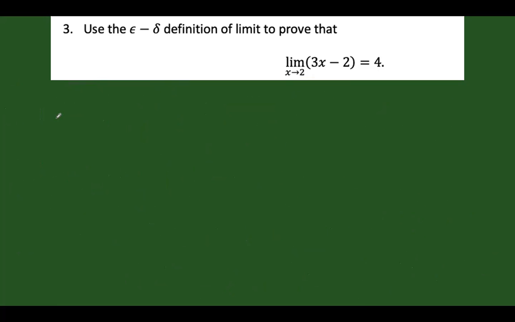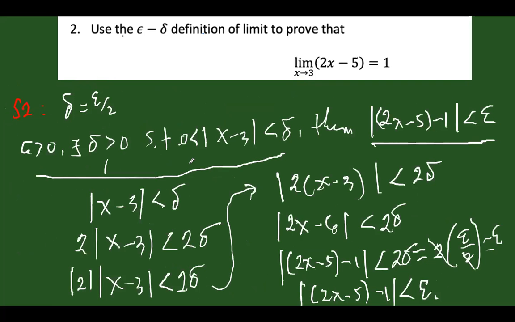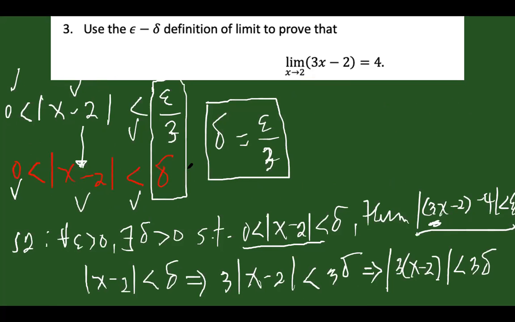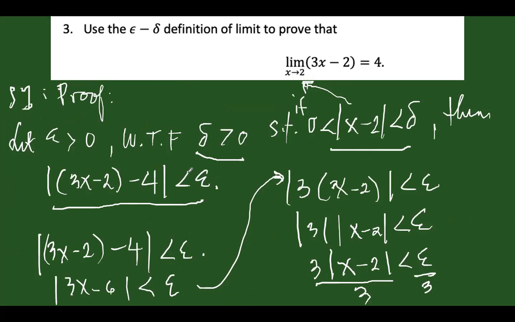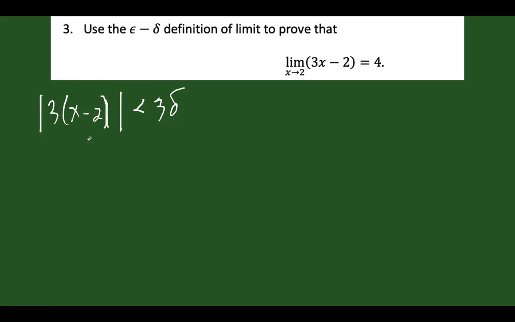Oh, sorry. So let's try to rewrite the last expression. We have the absolute value of 3 times x minus 2 less than 3 delta. Let's check. Yeah, correct, 3 delta. Okay, here we go. And let's simplify this or express it in the form that we want. So we have the absolute value of 3x minus 6 is less than 3 delta.